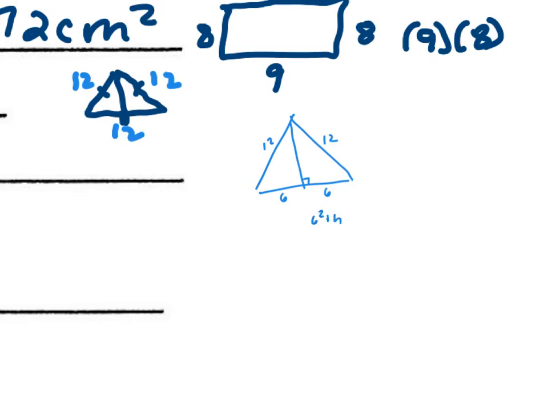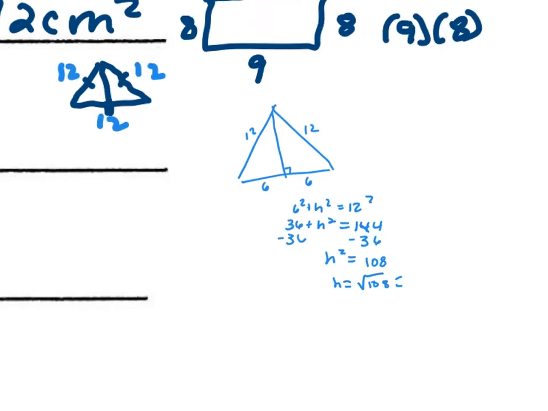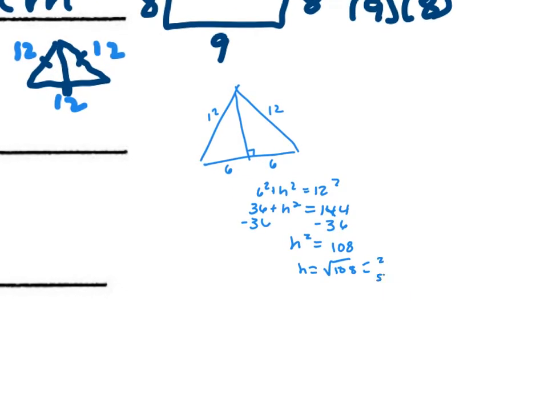6 squared plus the height squared would equal 12 squared. 36 plus h squared would equal 144. Subtract 36. H would equal the square root of 108, which is 2 and 54, 2 and 27, 3 and 9, 3 and 3. And so that becomes 2 times 3 root 3, or 6 root 3.